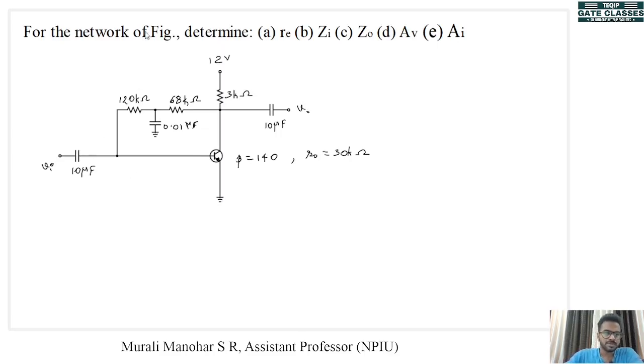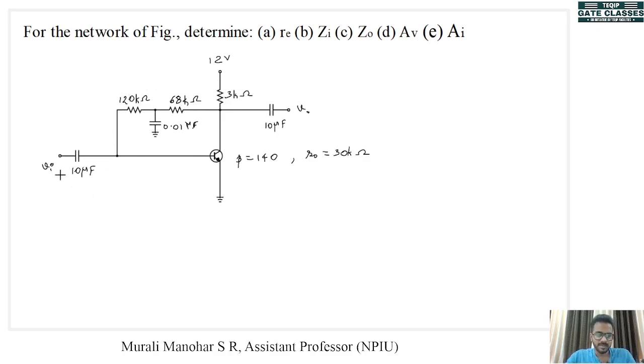The next problem is this one. For the network of figure, determine Re, Zi, Zo, Av and Ai. Here beta is given as 140, Ro is given as 30 kilo ohm. Since Ro is given, we are going to go for Re model. Here we have 3 kilo ohm as Rc. There are two resistors here, 68K and 120K, and that's it.